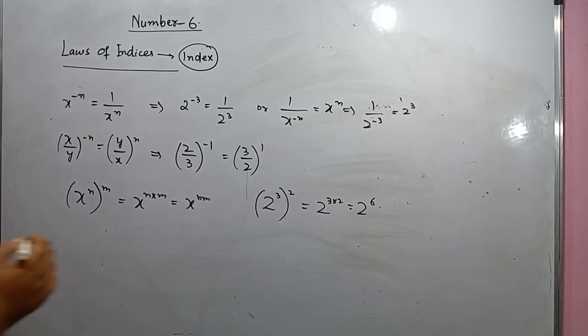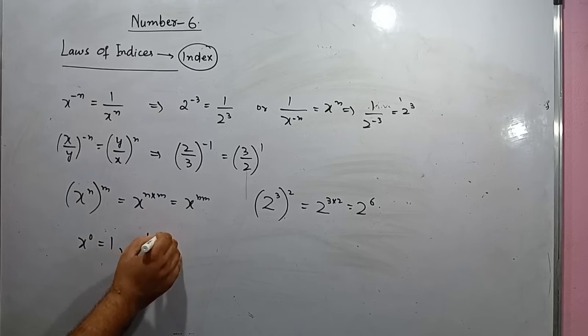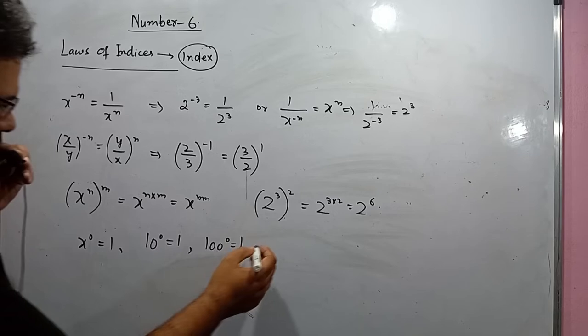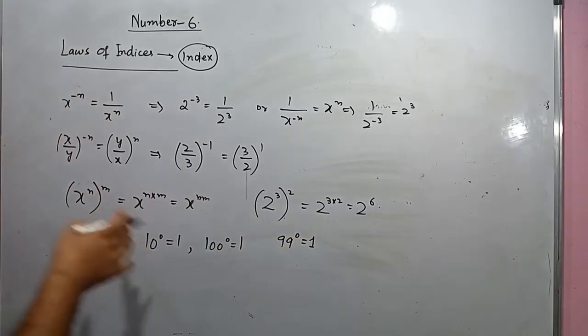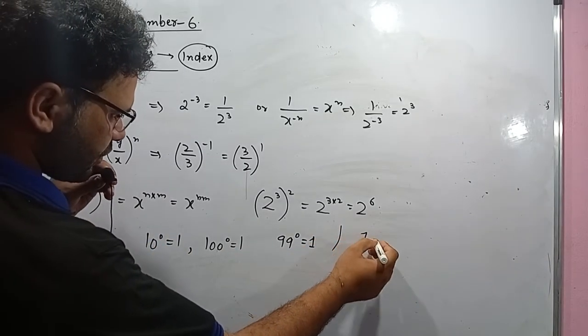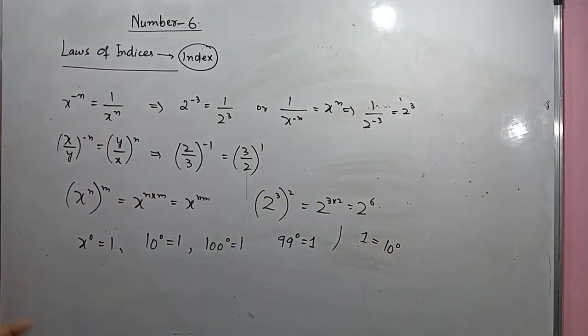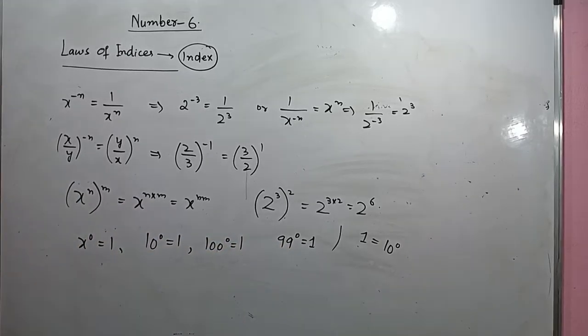One more result you should understand, anything to the power 0 is always equal to 1. That's x to the power 0 is always equal to 1. If I have 10 to the power 0 it is equal to 1. If I have 100 to the power 0 it is equal to 1. If I have 99 to the power 0, it's always equal to 1. Sometimes we can write 1 as any number to the power 0. Any number having power 0 is always equal to 1.